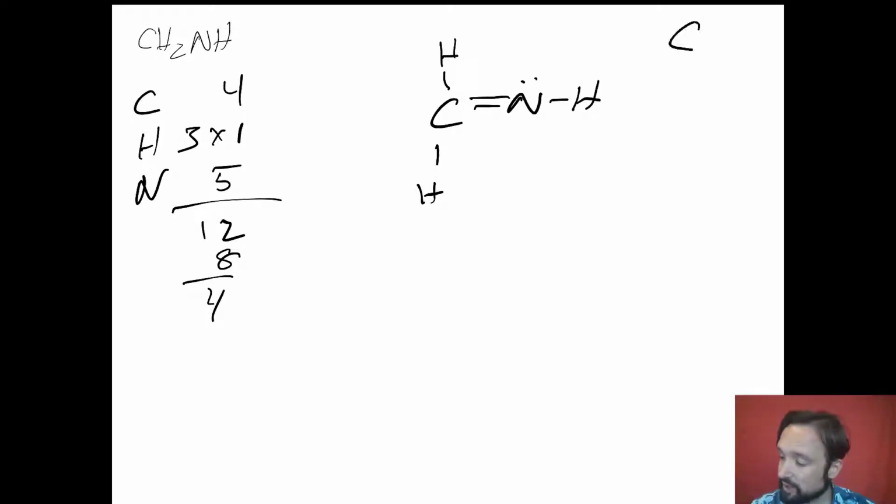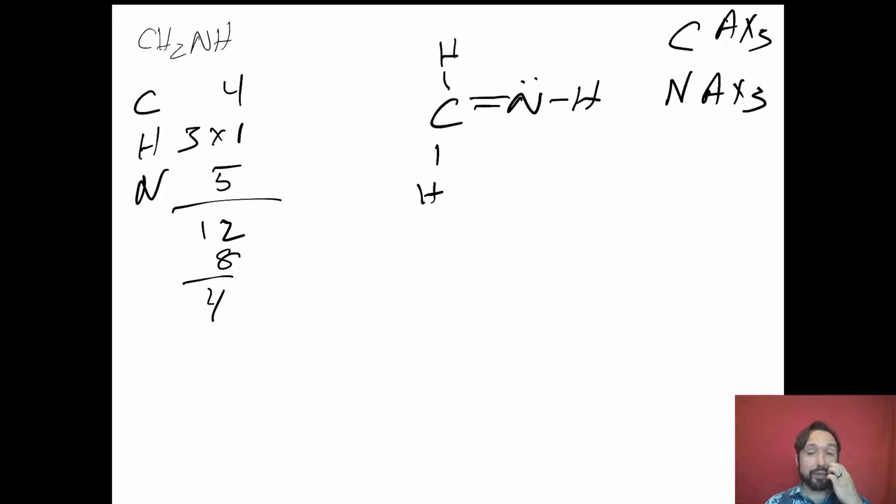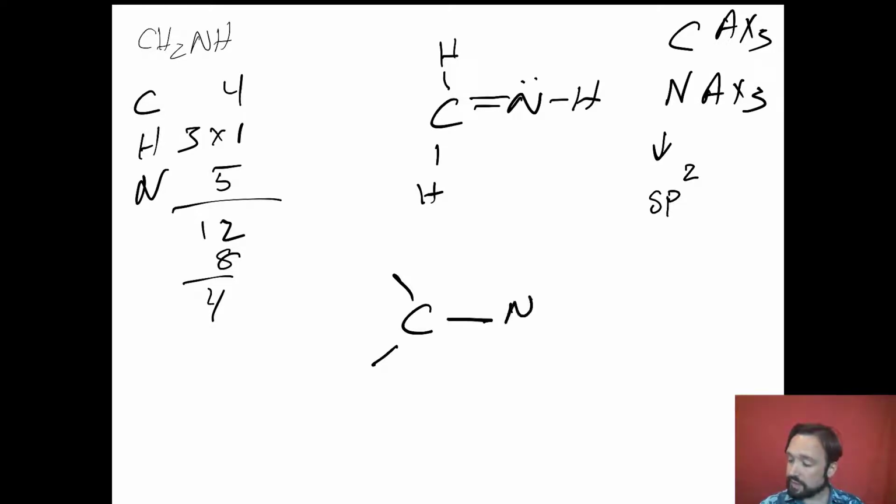Again, we can say my carbon is AX3, and my nitrogen is also AX3. They have the same electron geometry, which means we would expect both of them to be sp2 hybridized. The carbon, and we can sort of draw our geometries here, and then the nitrogen, where that other third body is the lone pair.